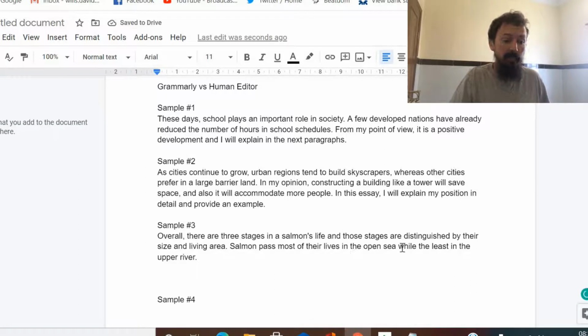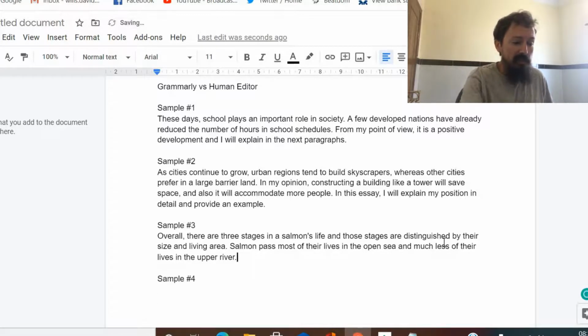Salmon pass most of their lives in the open sea, while the least in the upper river. That's not quite right. Say and, that would be a better connection there, and much less of their lives in the upper river. Yeah, that would fix it basically. So you can see that now there have been changes made that are quite different from what Grammarly suggested.